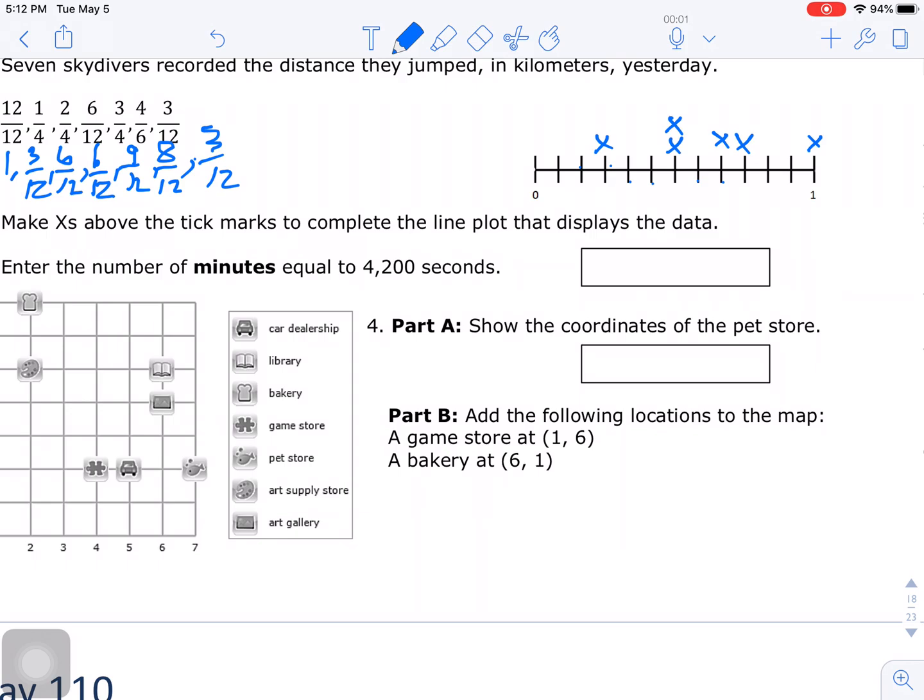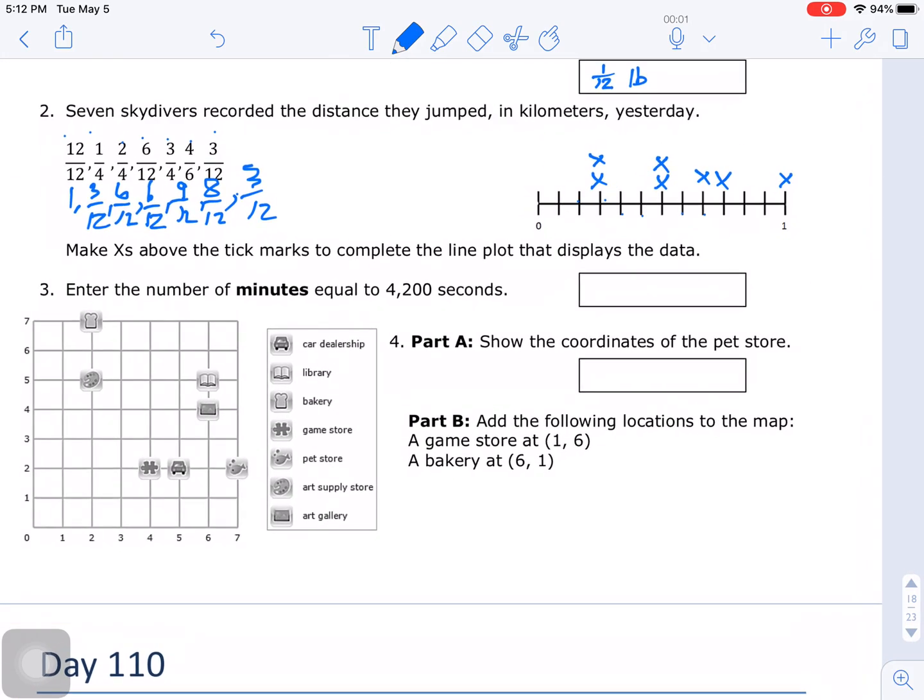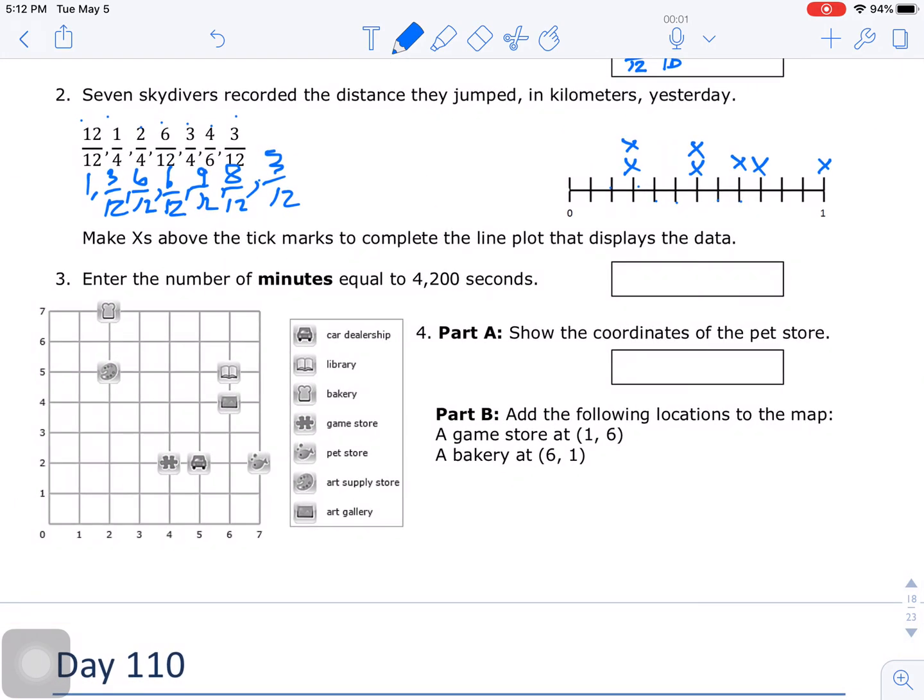And one at 3/12. I want to make sure that I have all of my data points. So I see 1, 2, 3, 4, 5, 6, 7 data points. And I have 1, 2, 3, 4, 5, 6, 7 data points. So they match up. And in this case, it does not tell us to find the total. It just wants us to put those on the line plot.